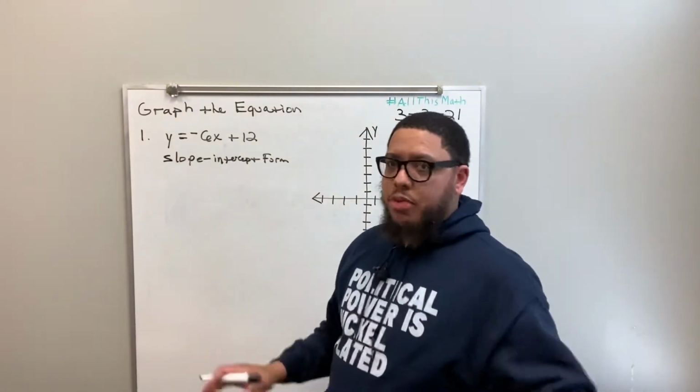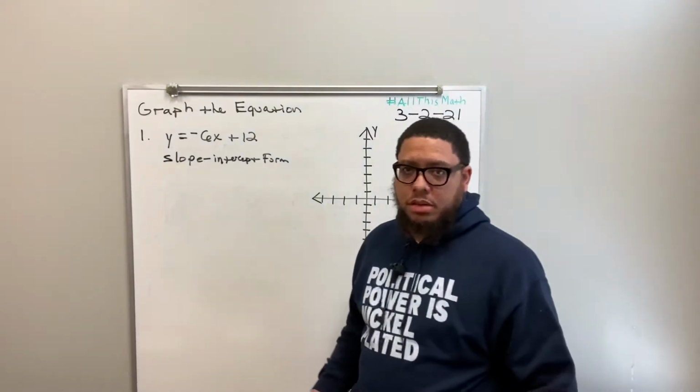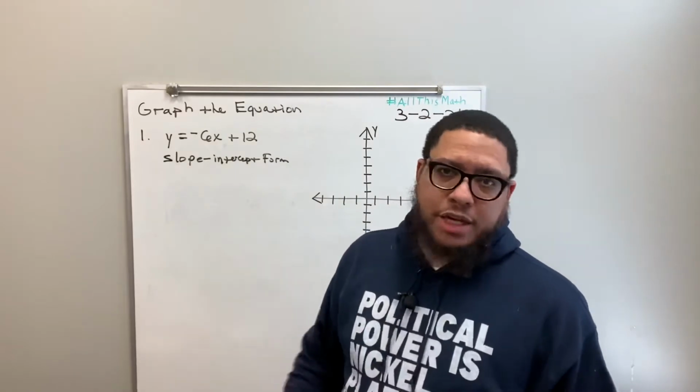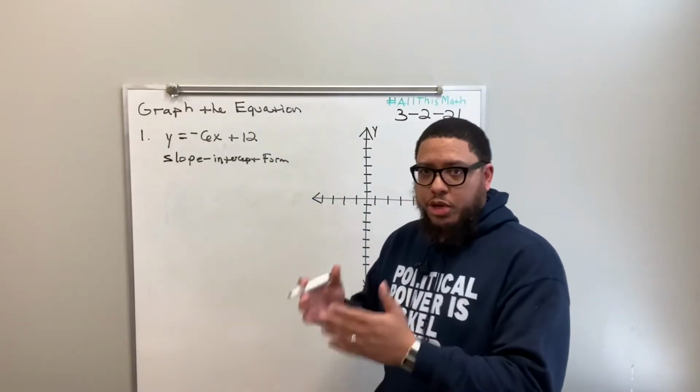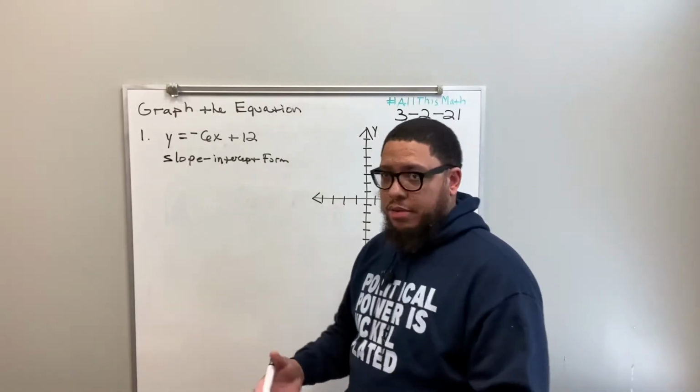The slope is not a point. The slope tells you how to get to the next point. The slope is like a set of directions, right? A set of directions is not your address. The address is where you want to get to or where you already are. The directions tell you how to get there, right?